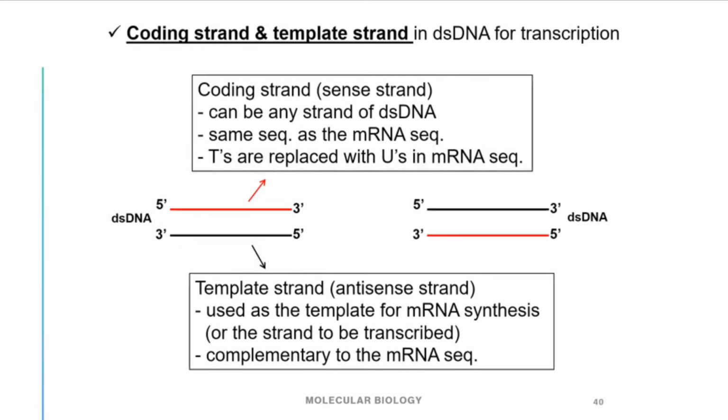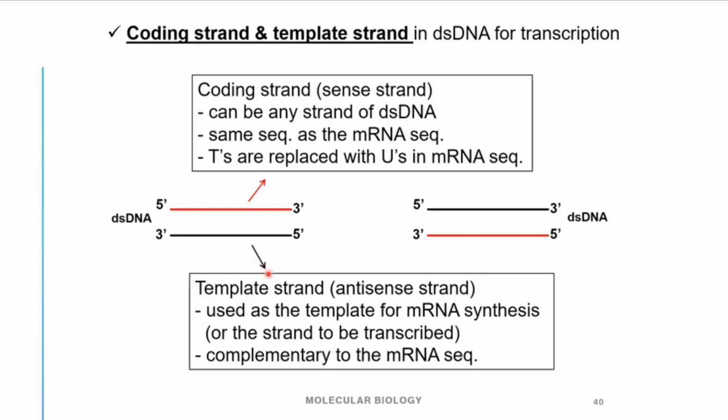Just to recap of the double-stranded DNA, we have one strand called the coding strand and the other one called the template strand. The template strand is the strand of DNA that's being read by the RNA polymerase, and the coding strand is the one that has the same sequence as the mRNA. So if you look at the double-stranded DNA on the left, the top strand is the coding strand, and the bottom strand is the template strand.